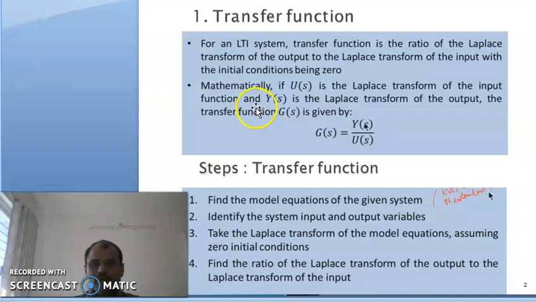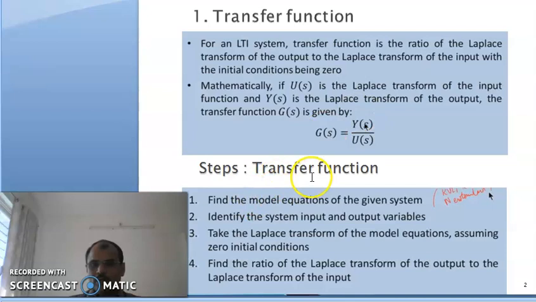Let's say we have a system with u of t as a time domain input and y of t as a time domain output. Then mathematically, if U of s is the Laplace transform of input and Y of s is the Laplace transform of output of the system, then its transfer function G of s is given by the ratio Y of s to U of s.